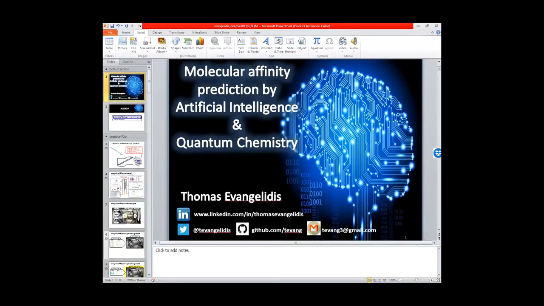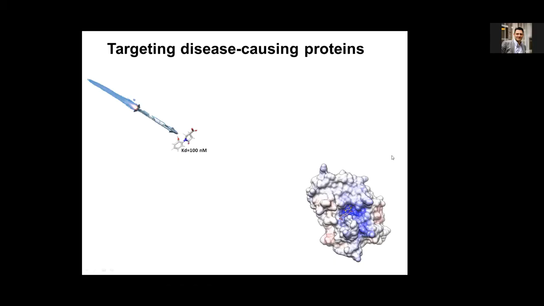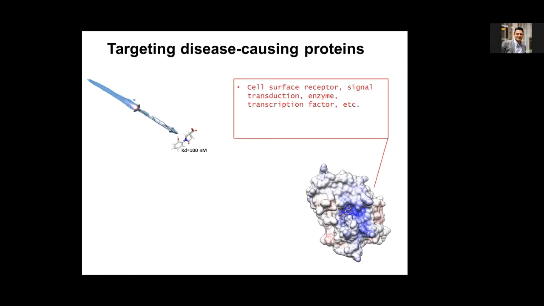I am Thomas Evangelidis, live from Prague, and I'm going to talk to you about molecular affinity prediction by artificial intelligence and quantum chemistry. The presentation will be divided in two parts. In the first part, I will describe the DeepScaffold algorithm, which is a machine learning based algorithm for affinity ranking. And in the second part, I will describe semi-empirical quantum mechanical methods for entropy calculation.